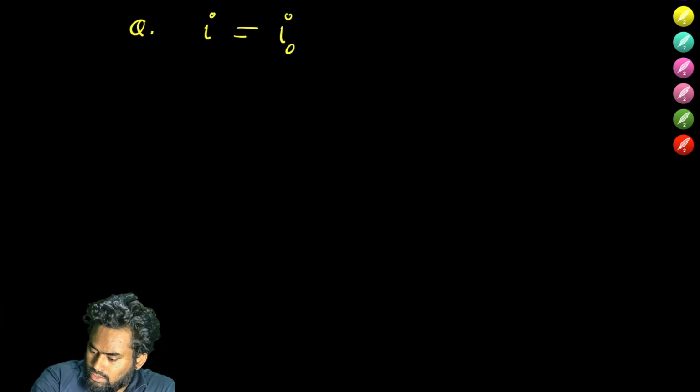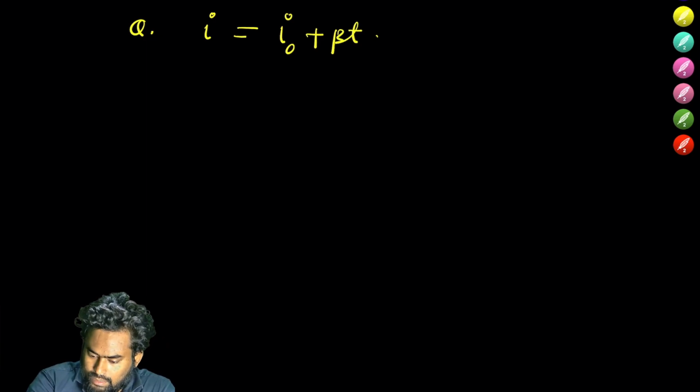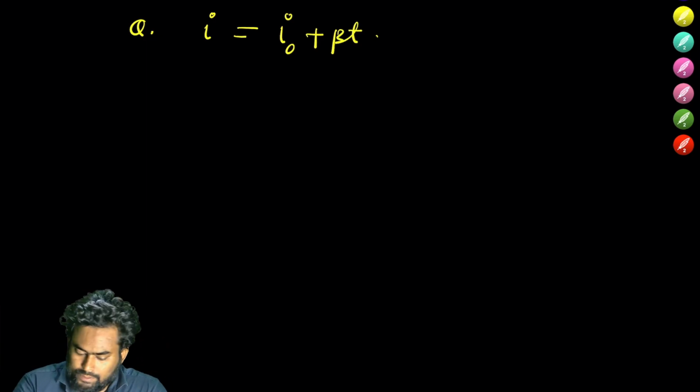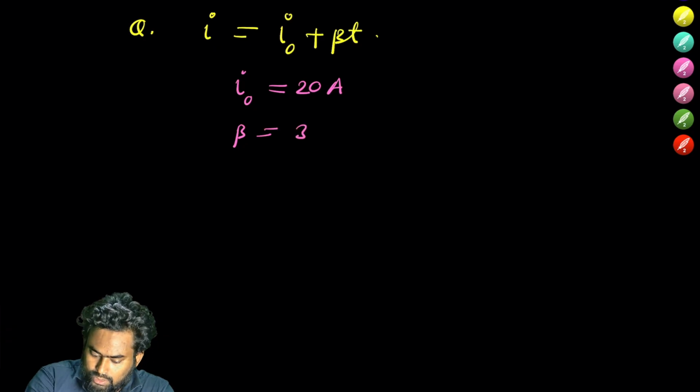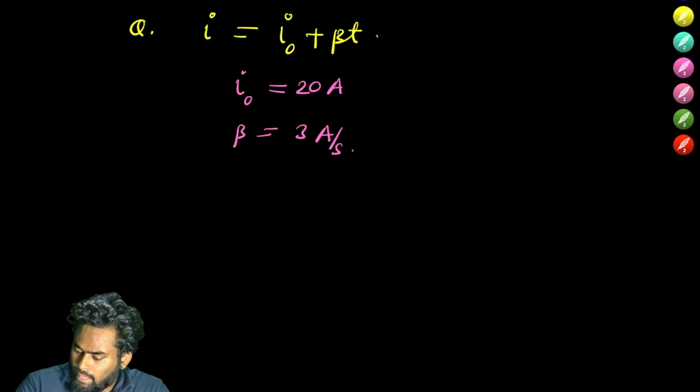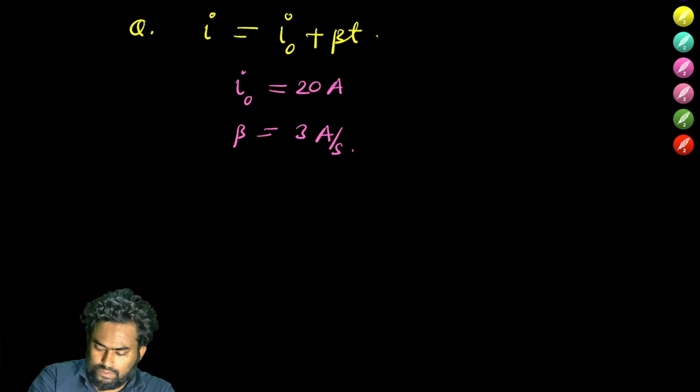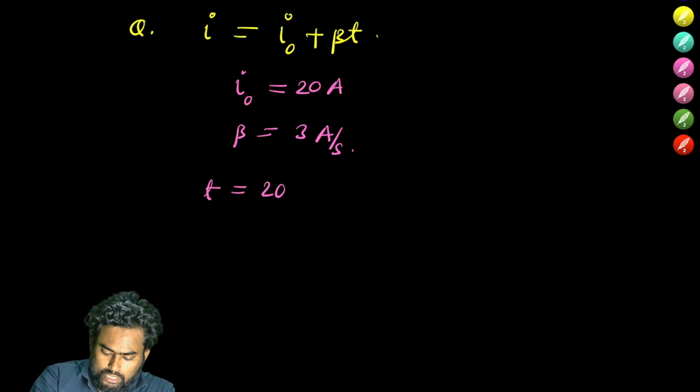Next, current is given as I equals I naught plus beta t. I naught value is 20 ampere, beta value is 3 ampere per second. What is the amount of electric charge that flows through in 20 second? So time is given as 20 second. How much charge will flow?